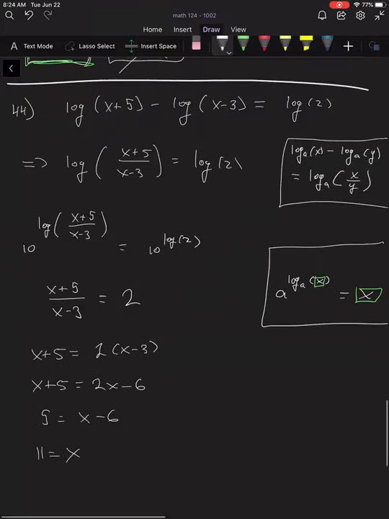And remember, we need to check. If we plug this x equals 11 into here or here, do we get any negative numbers? In the first one, no. We'd get x plus, see, we have an x plus a 5. So if we plug in 11, that's positive. And here we have x minus 3. If we plug in 11, that's still going to be a positive number. So x equals 11 is okay.